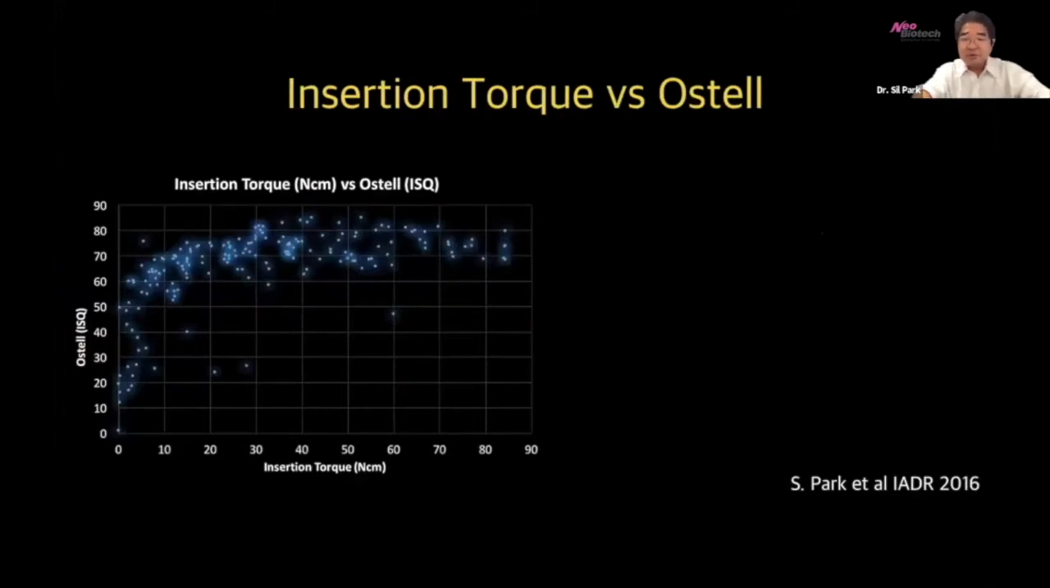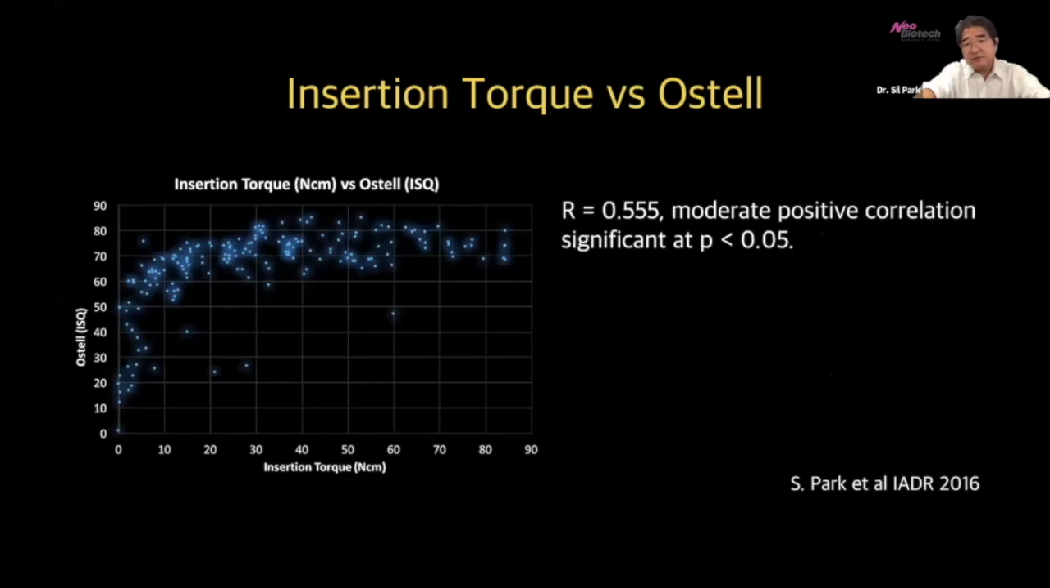So let me share briefly about the result. So first one is I want to see the correlation between Ostell ISQ machine and insertion torque over here. So as you can see over here, it was a very difficult graph. Difficult graph means that it was not easy to find out the correlation between those two values, right? So the regression, the correlation number was basically 0.5.